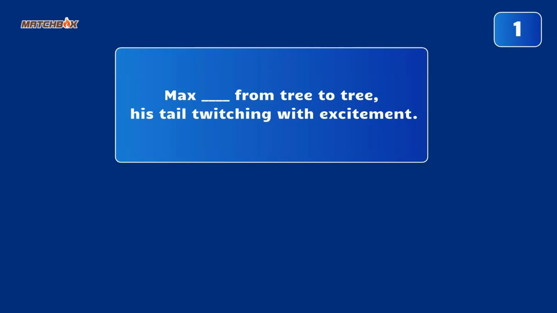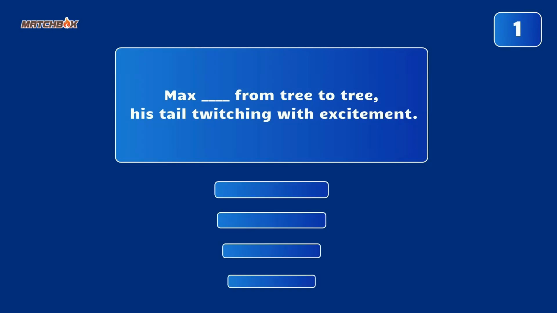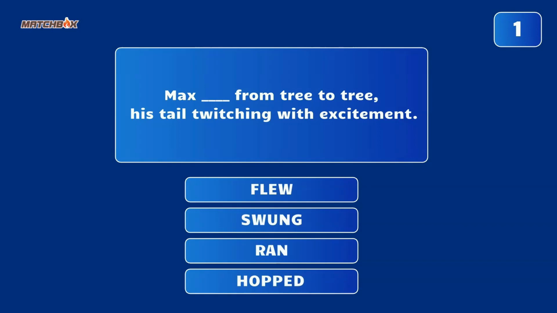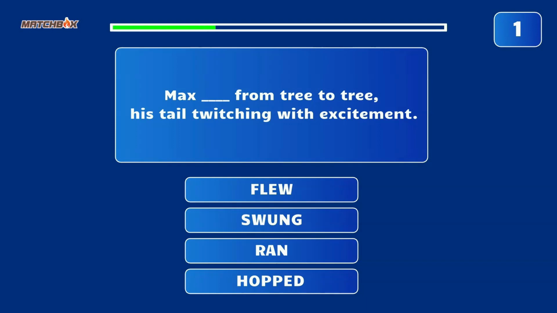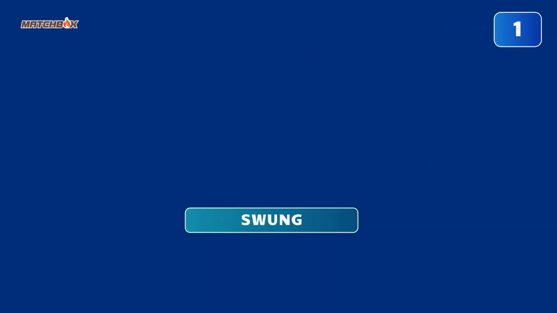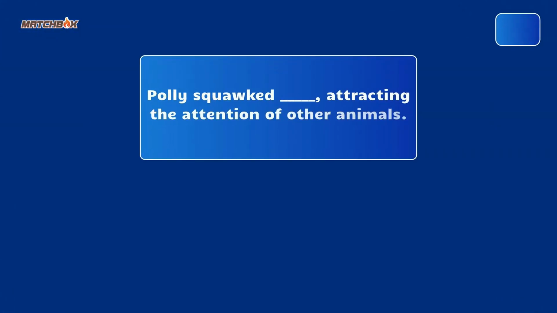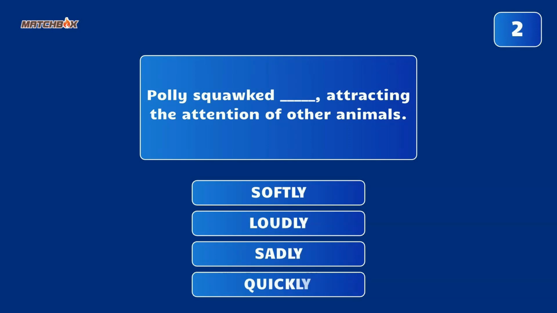Max dashed from tree to tree, his tail twitching with excitement. Flew, swung, ran, hopped. Polly squawked dash, attracting the attention of other animals. Softly, loudly, sadly, quickly.